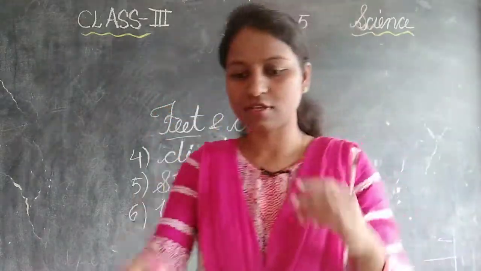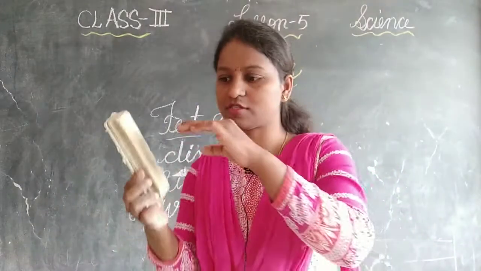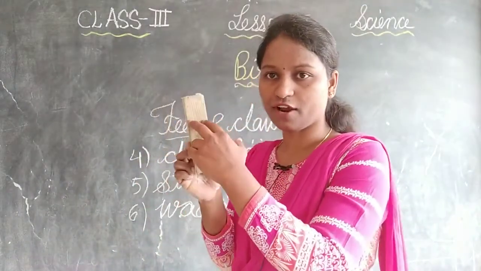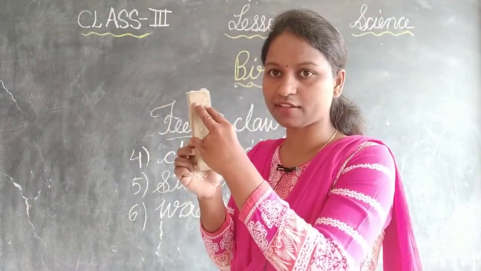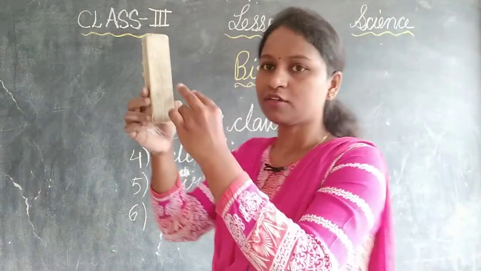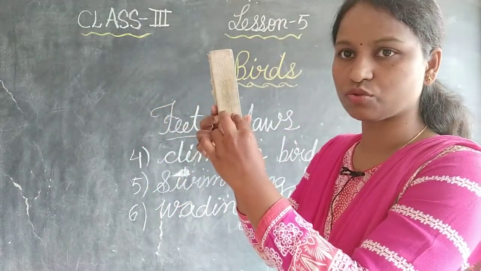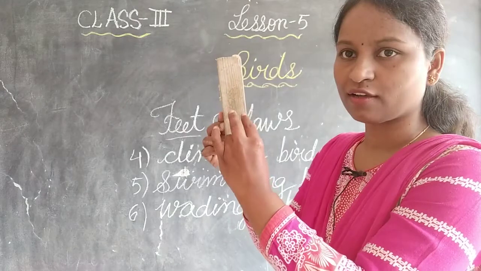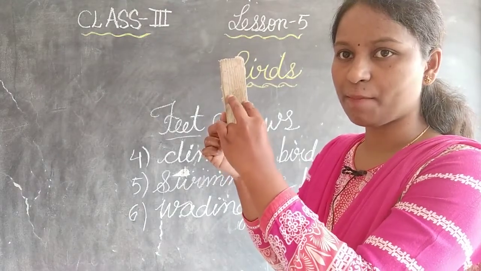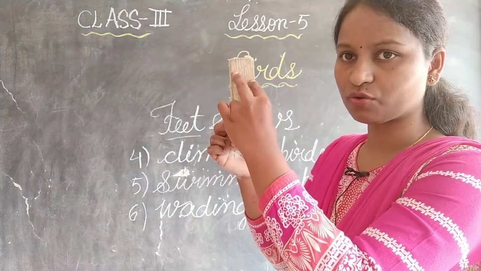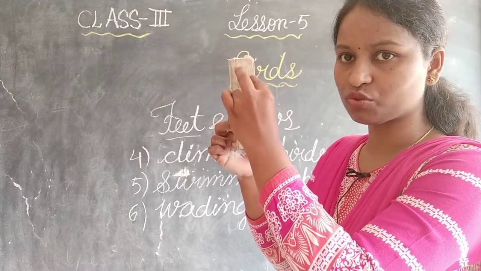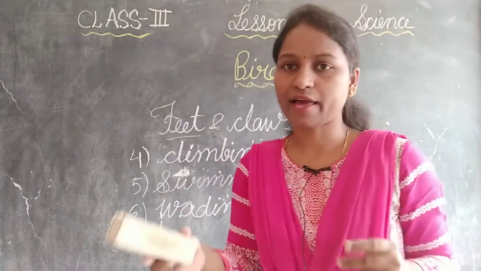Suppose this is a tree, children. 2 toes at the front and 2 toes at the back, so that they can slowly climb the tree. First these toes go up, then the other toes, the 2 toes at the front, and then these 2 toes. So that is how they climb the tree.